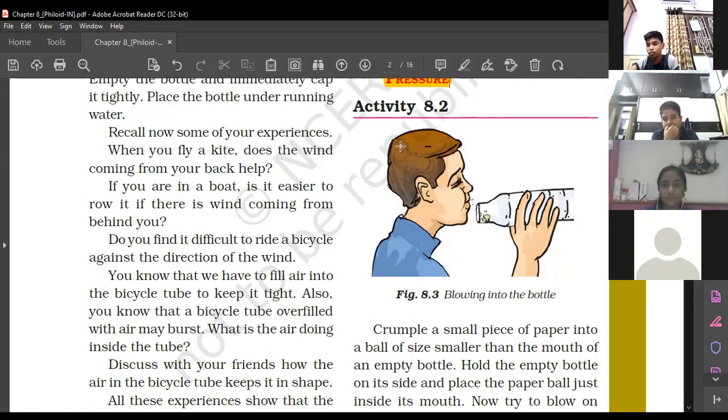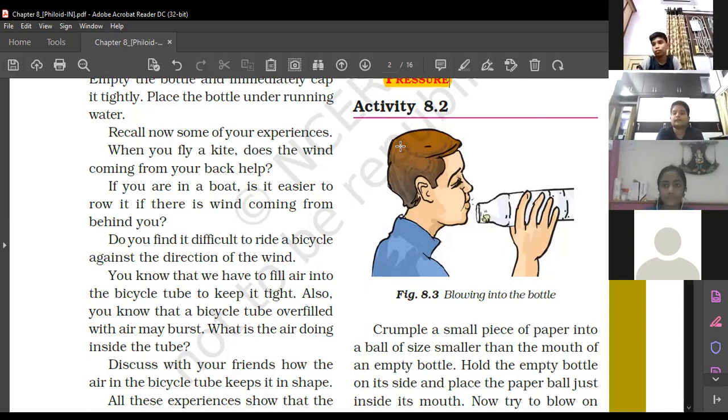So just take one water bottle and hold it horizontal to your mouth, and take a small piece of paper and crumple it, make it like a ball shape, and keep it near the mouth of the bottle. When you are blowing air into the bottle with your mouth, near the opening of the bottle, the air pressure is very high. Sorry, the wind speed is very high, right? Yes, sir. So air pressure will be low.